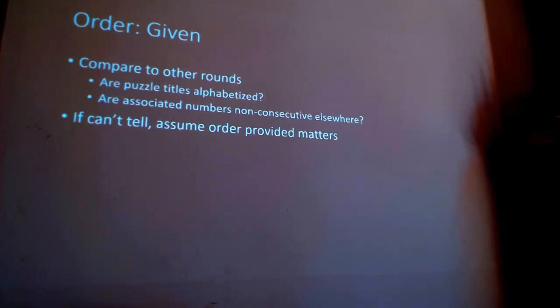So the order might just be given. In order to determine if the order is given, you can often compare this to other rounds in the same event. Are the puzzles alphabetized? Are there numbers that are non-consecutive somewhere else but are consecutive where you're being given them? If so, you probably should pay attention to the order the puzzles are in and use those answers in that order. If you're not sure, assume that the order provided does matter. You assume that until you come across something that gives you a new ordering. And usually that new ordering is going to be kind of an obvious thing.